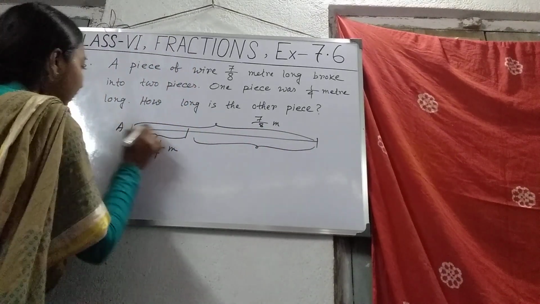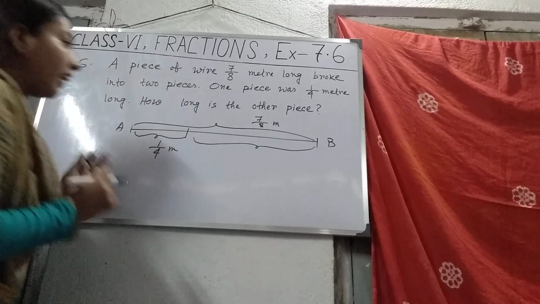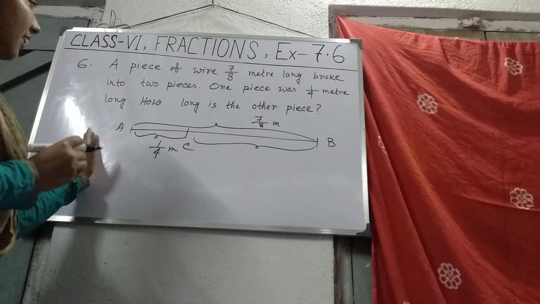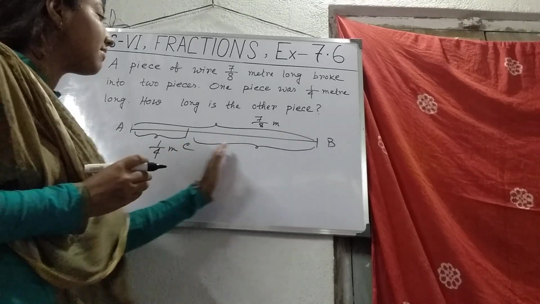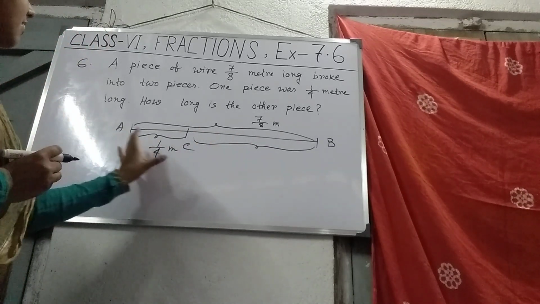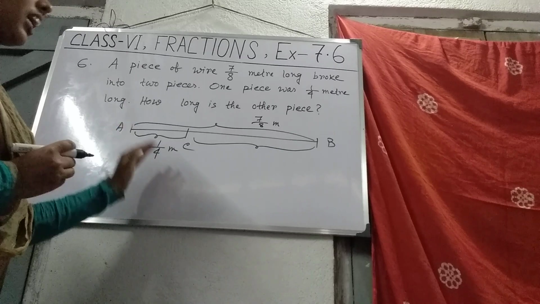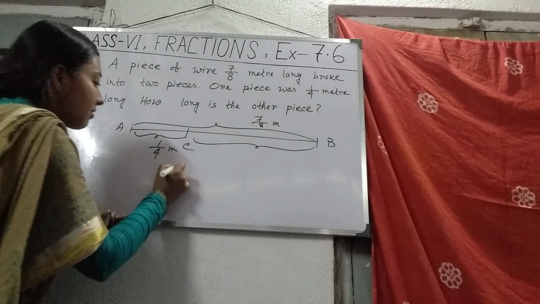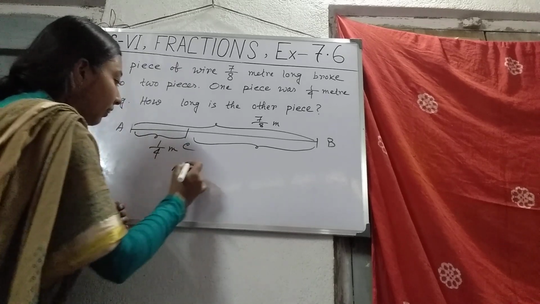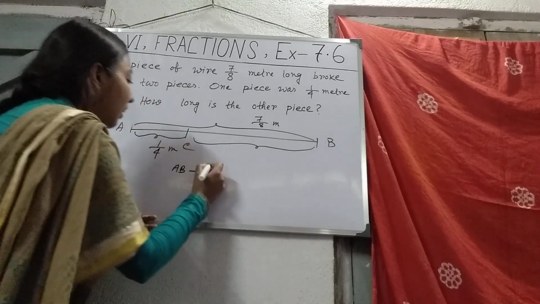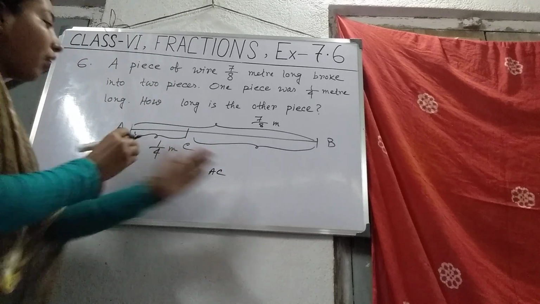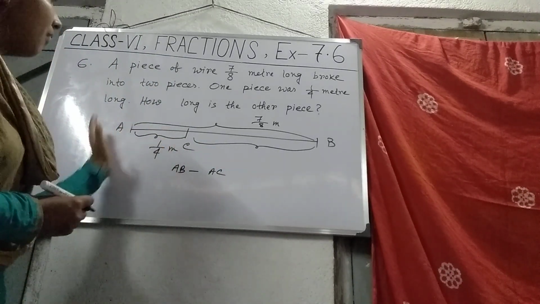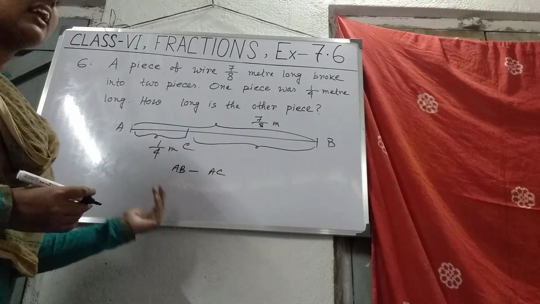So if we take the total wire as AB and this part as AC, how will you get BC? This part AC means the one piece, that is 1 upon 4 meter. So how will you get BC? If we subtract AC or CA from AB, that means if we subtract this part from the entire wire, easily we will get the answer.